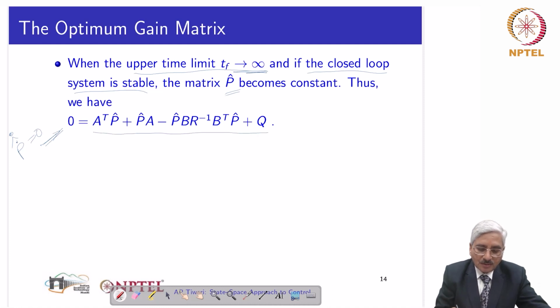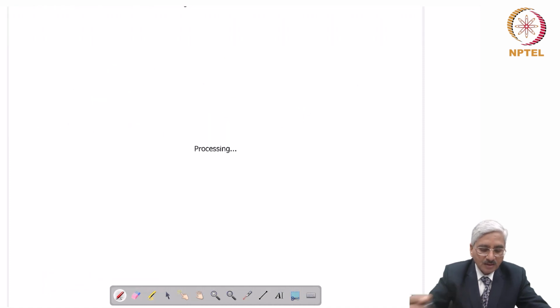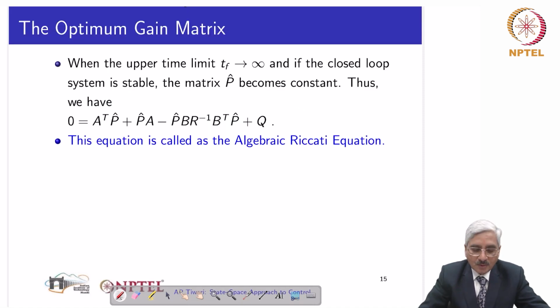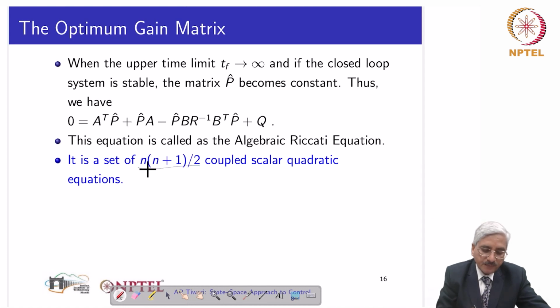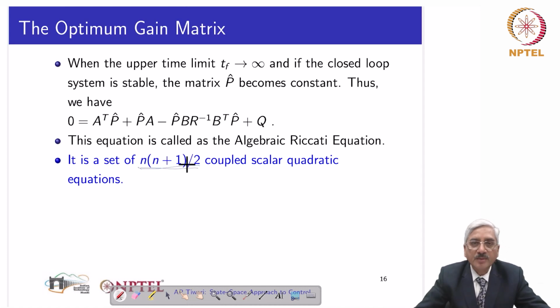So this is now not a differential equation, this is just an algebraic equation. When the upper limit of the integral is infinity, the matrix Riccati equation reduces to an algebraic Riccati equation. The characteristics of this equation are that it is a set of n into n plus 1 by 2 coupled scalar quadratic equations. Why only n into n plus 1 by 2 and not n square?